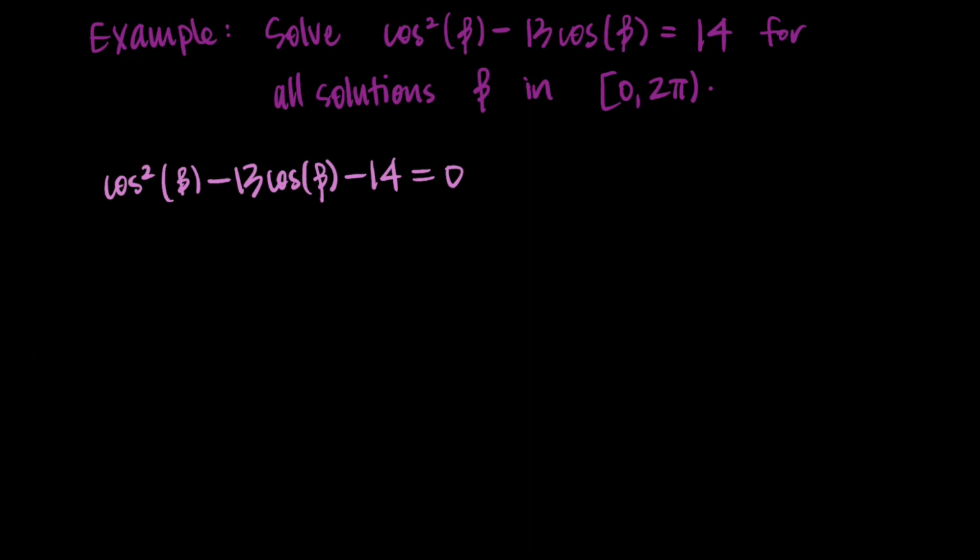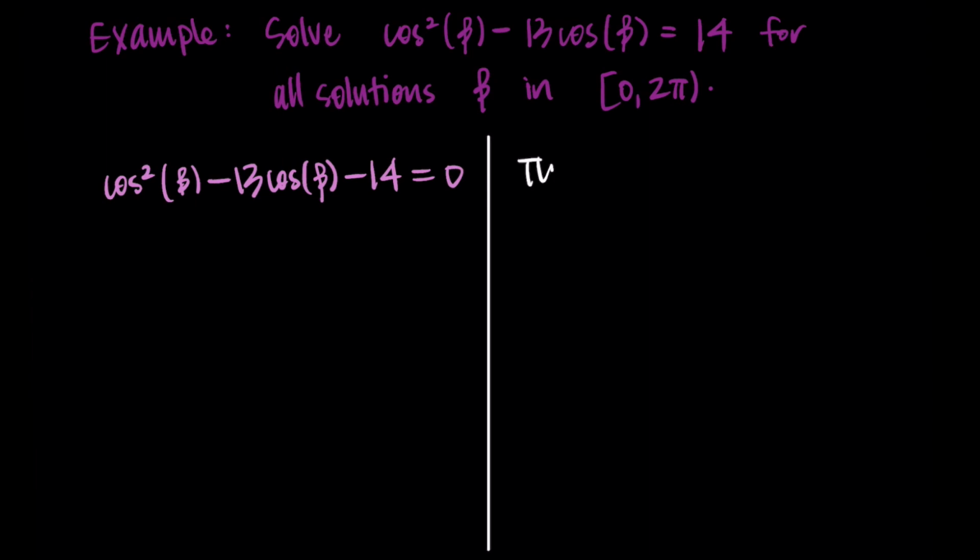We really like equals 0 because we can use that property where when we have a bunch of factors multiplied together equals 0, we know at least one of the factors needs to equal 0. So all right, I'm moving the 14 over, and now I have cosine squared of beta minus 13 cosine of beta minus 14 equals 0.